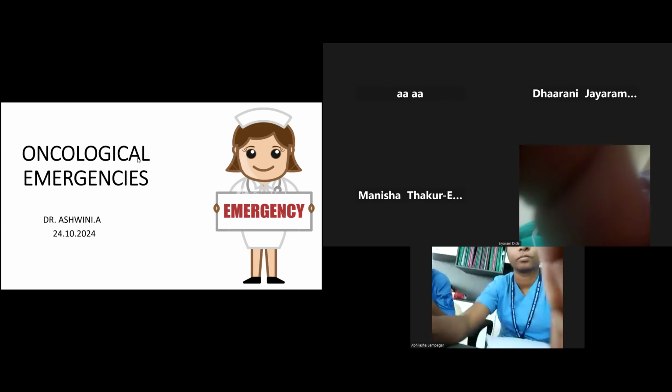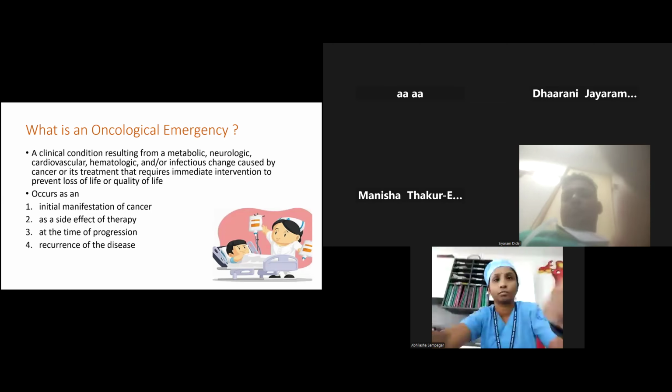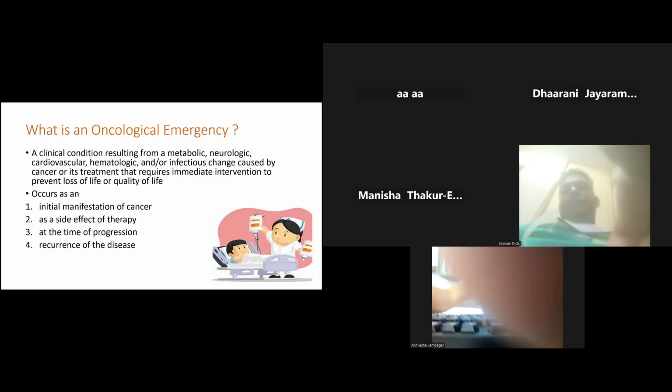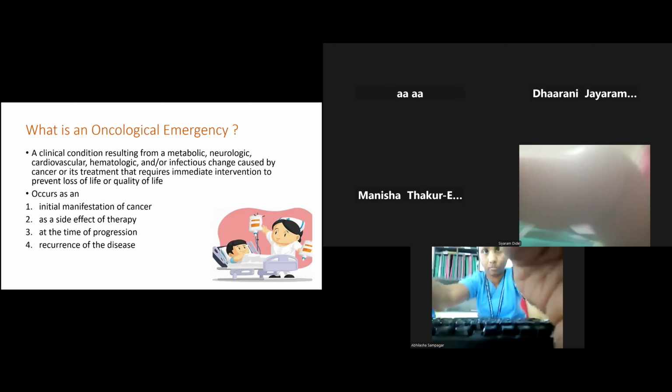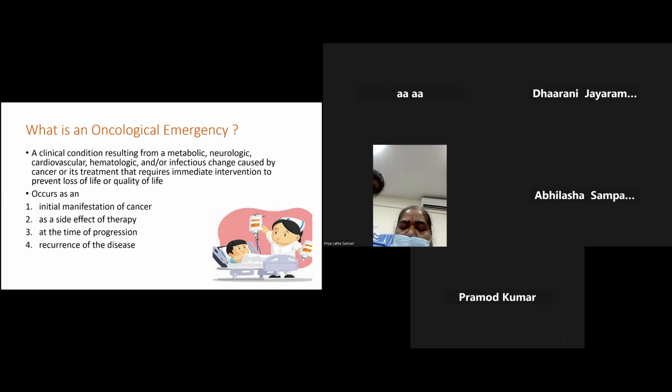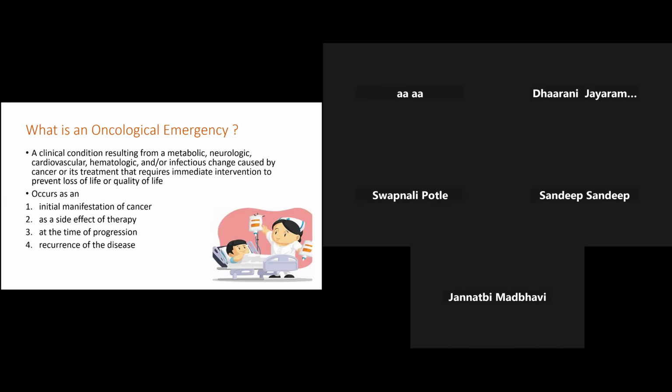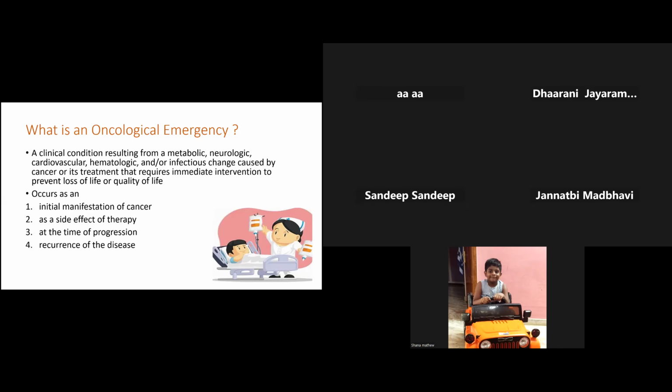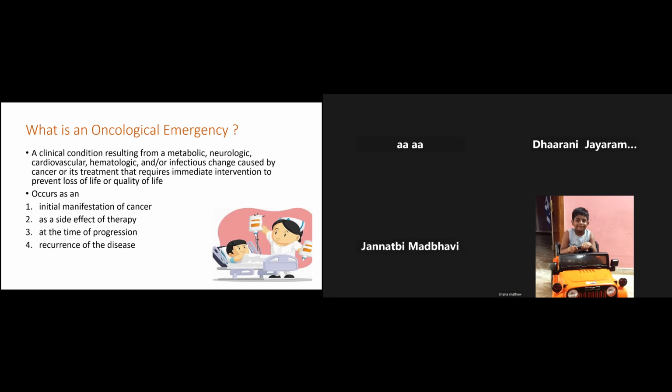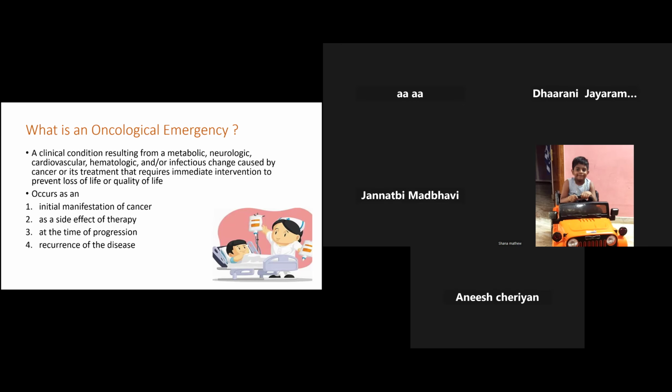So coming to what is oncological emergency, it is a clinical condition resulting from a metabolic, neurological, cardiovascular, hematological or infectious changes caused by the cancer or its treatment that requires an immediate intervention to prevent the loss of life or quality of life. It can occur as an initial manifestation of the cancer or as a side effect of the therapy or at the time of progression, or it can also occur during the recurrence of the disease.